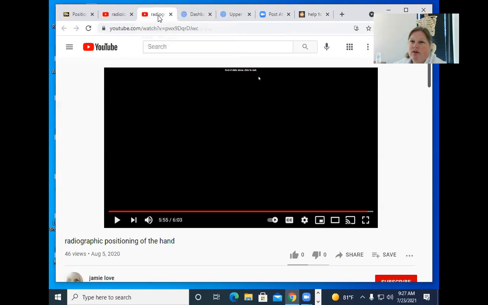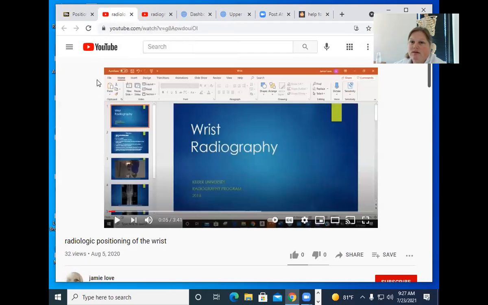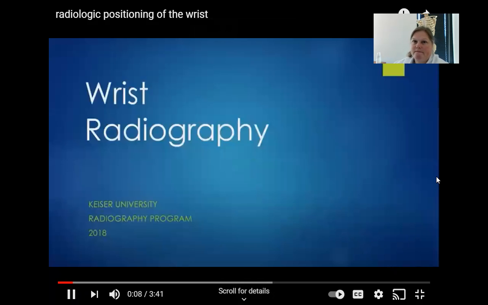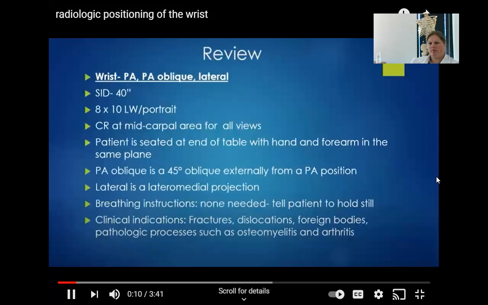Let's get back to the video and we'll look at the positioning of the wrist. So we have our 3 views for the hand that we just went over, and now we're going to look at the wrist. So for the wrist, we have 3 views, a PA, oblique, and a lateral.